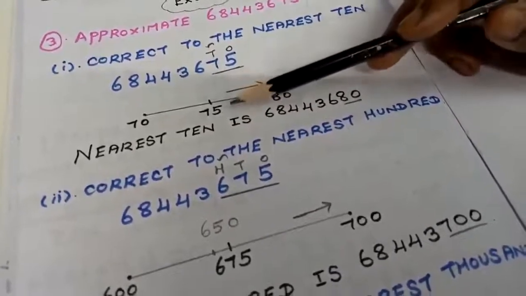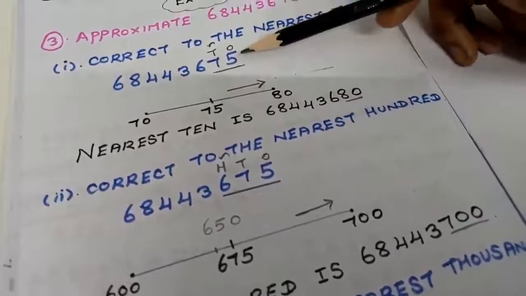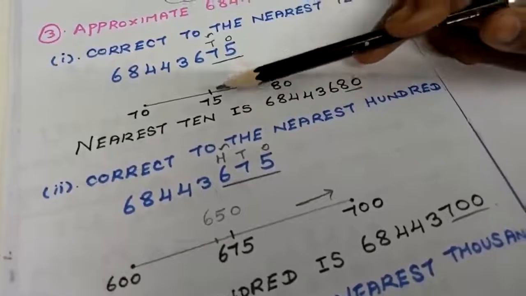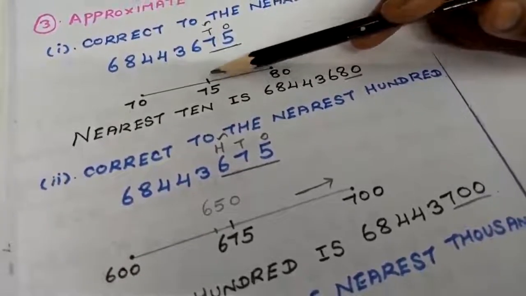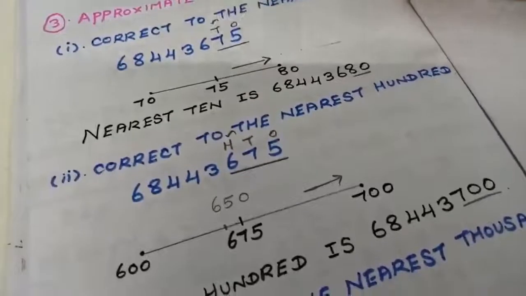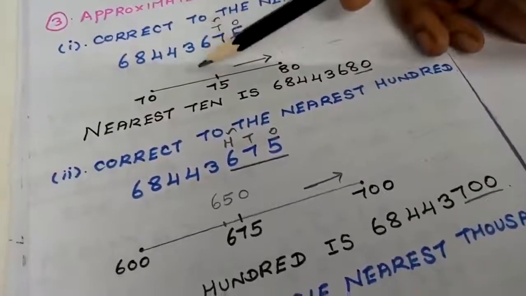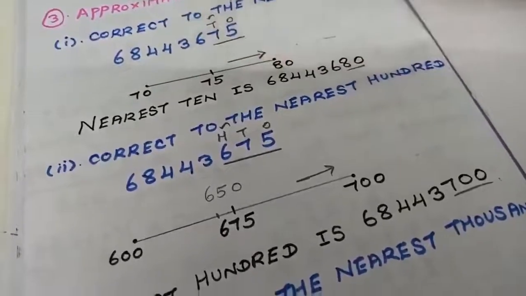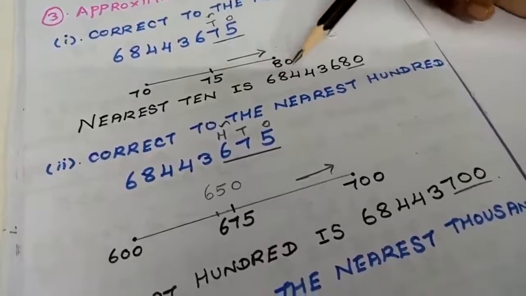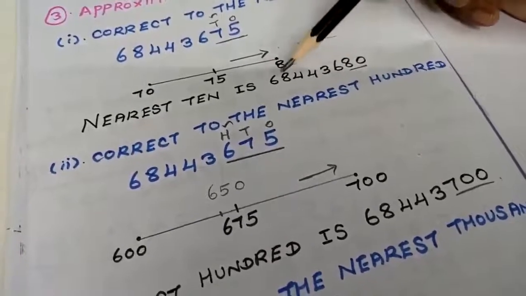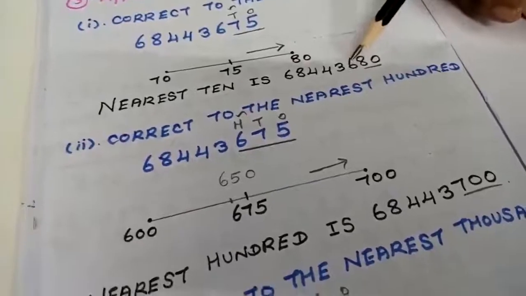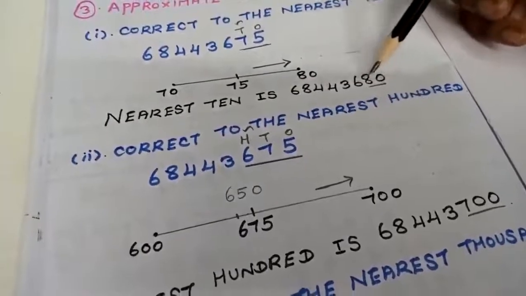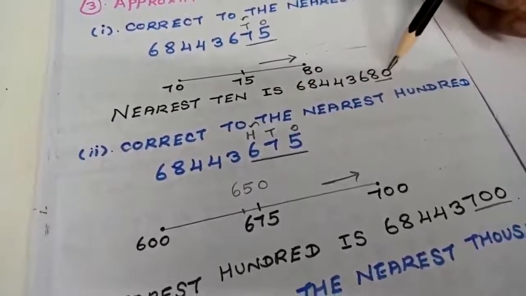So what is the purpose of writing like this? What is the number given here? 75. In my number line, I have 75 in the middle. So when I get the number in the middle, it will go towards 80. Suppose you get a number like 74, it will go towards 70, the nearest 10. The remaining numbers 6, 8, 4, 4, 3, 6, up to that I will write the number as it is. Only the underlined number 75. Instead of 75, the nearest 10 here is 80. So that is the concept of doing the sum, students.